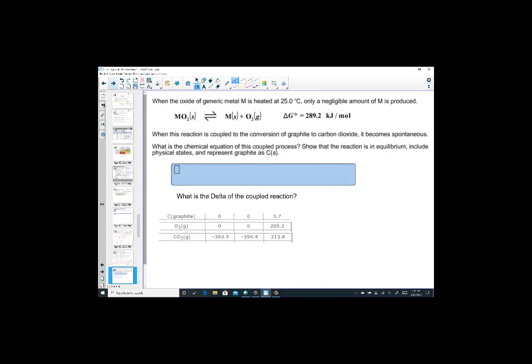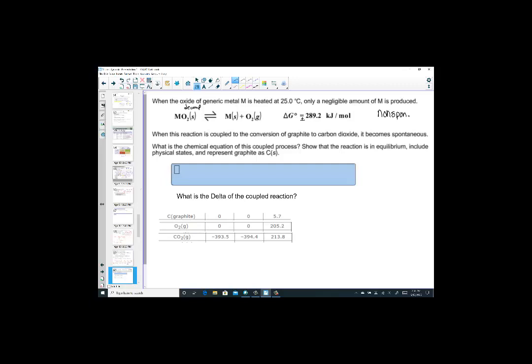Here's an example homework problem. Let's read through this together. When an oxide of a generic metal, so I'm just going to let the letter M represent any metal from the periodic table, is at 25 degrees Celsius, only a negligible amount of the metal is formed. Notice this is a decomposition reaction: MO2 solid decomposing into the metal and oxygen gas. It has a positive delta G. So right now it is not spontaneous in the forward direction.